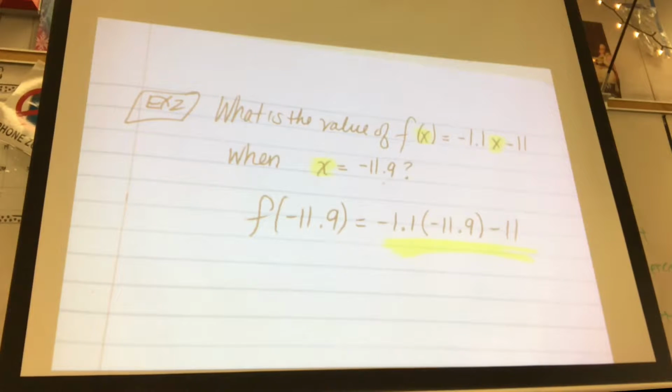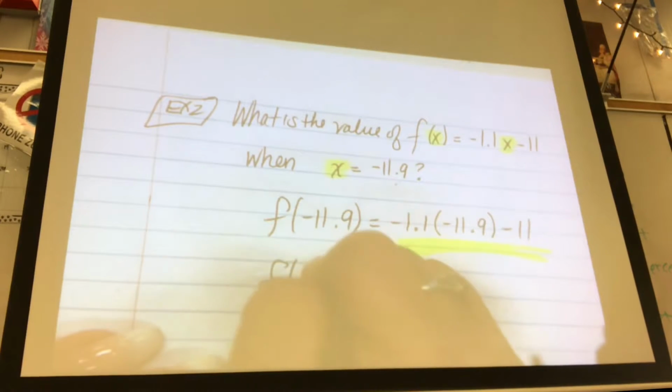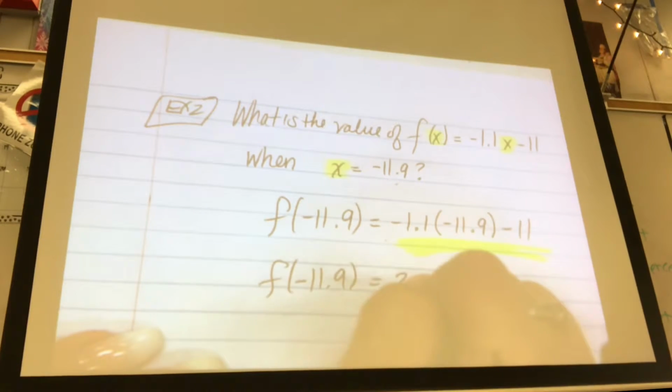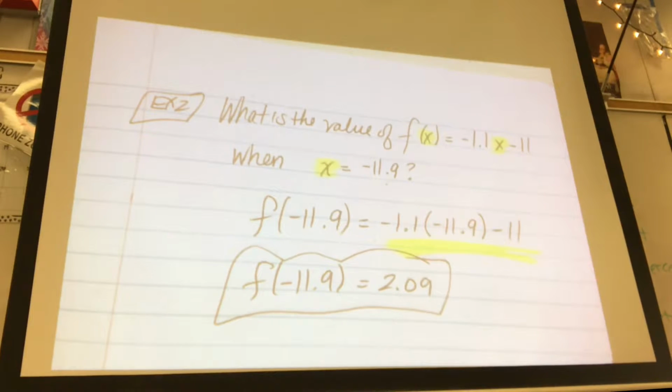Amelia, what'd you get, babe? I got 2.0. Very good. So the function, when you plug in 11.9, is 2.09. Raise your hand if that's what you got.